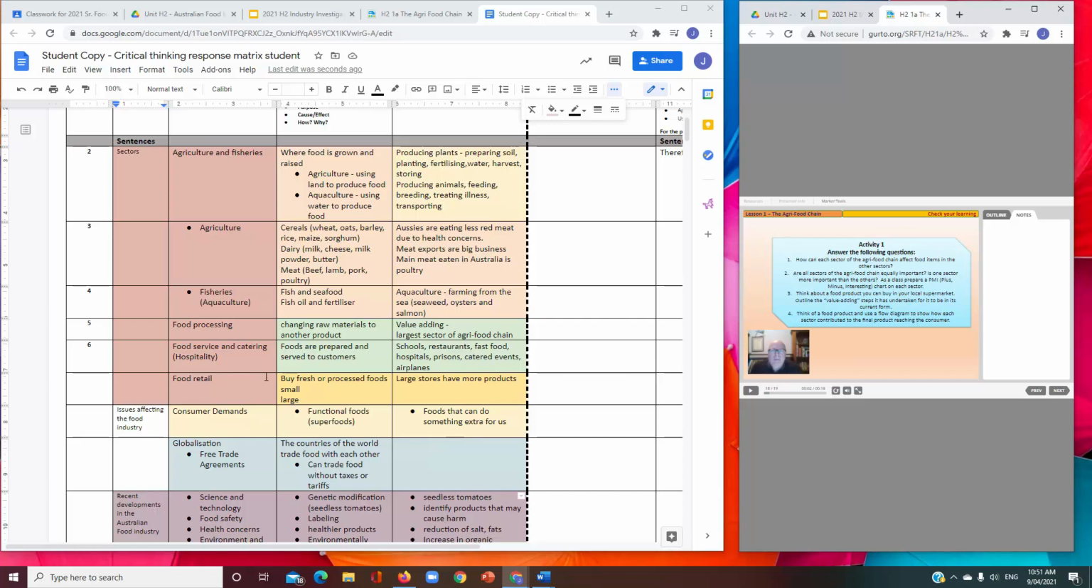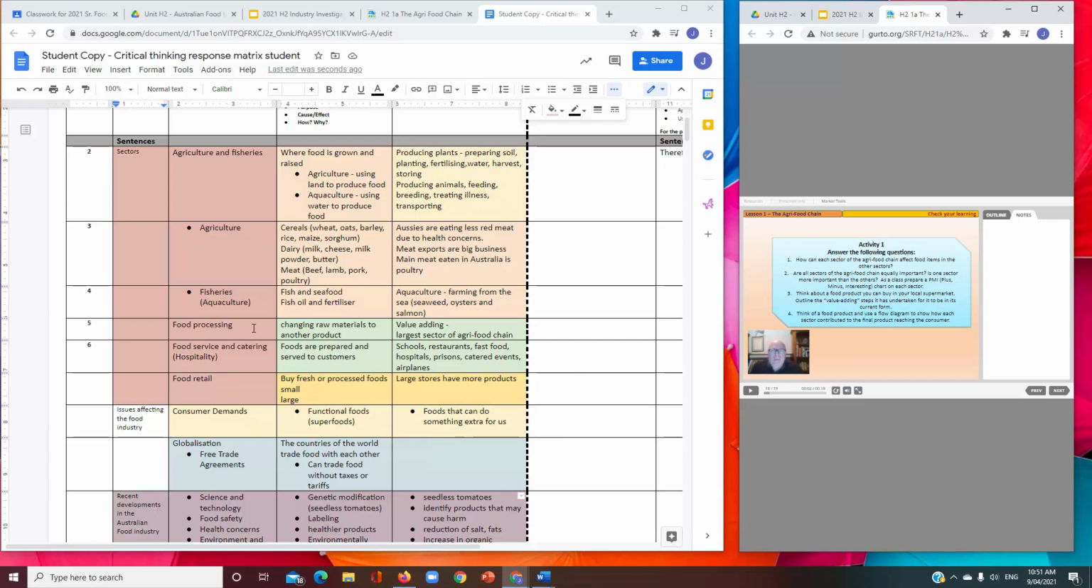If I should talk about two sectors of the Australian food industry, you might say one sector is agriculture and fisheries, where food is grown and raised. Agriculture is where we use the land, and aquaculture is using the water. And we use that to produce plants and animals. And when we produce plants, we have to do things like prepare the soil, plant, fertilize, water, harvest, and store. And when we raise animals, we need to feed them, breed them, treat their illness, and transport them.